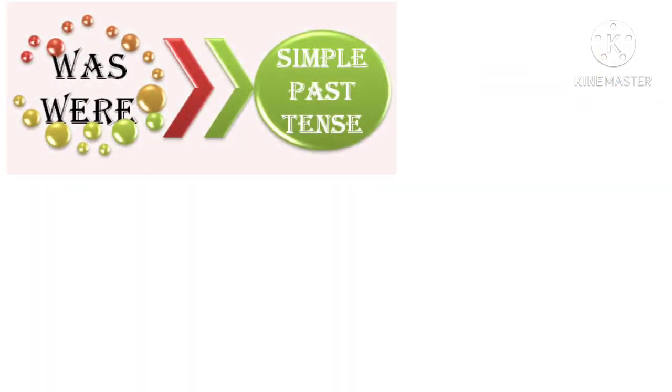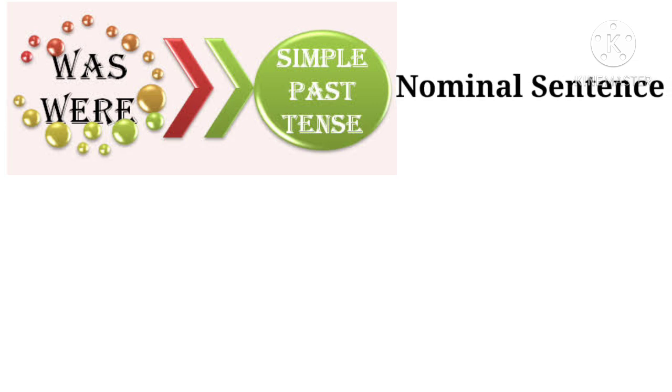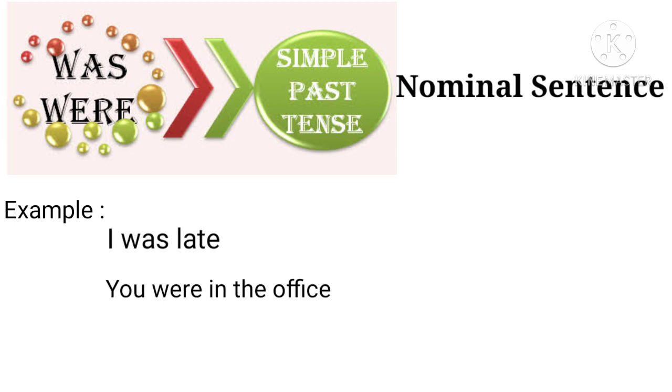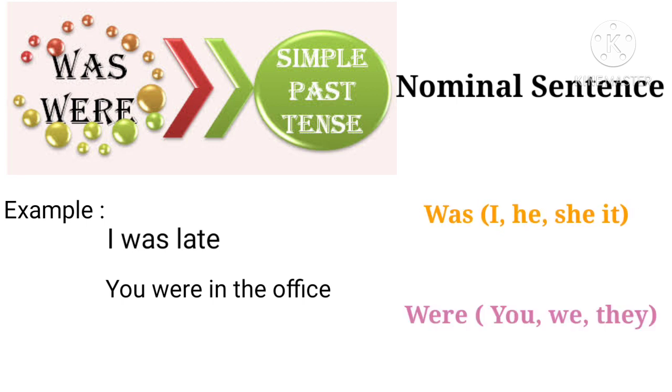In the simple past tense, we also use to be was and were. We can use to be was and were for the nominal sentence. For example, I was late. You were in the office. To be was is for the subjects I, he, she, it. To be were is for the subjects you, we, they.